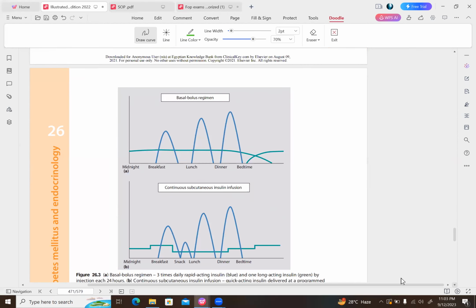This is the basal bolus regime. This green one is the basal, and these small curves are the boluses. Okay, these are the boluses. Now, what happens with subcutaneous infusion? You can see this.